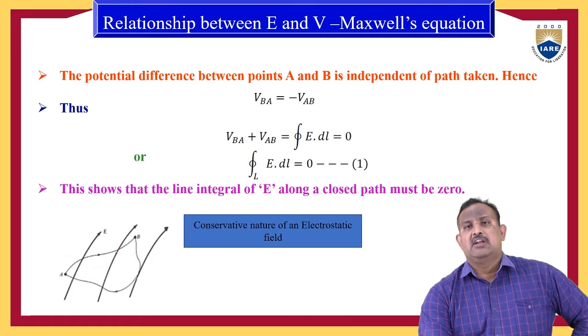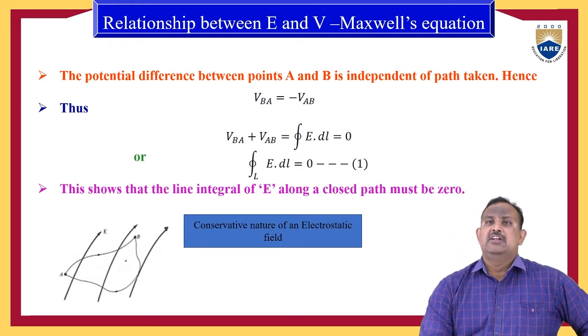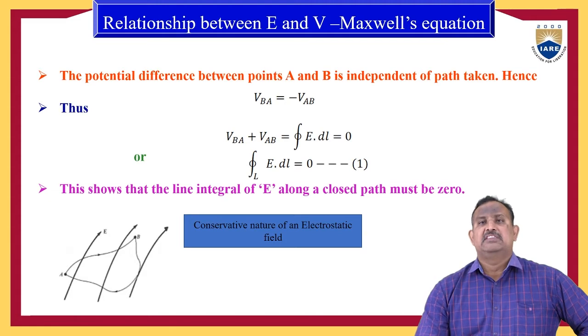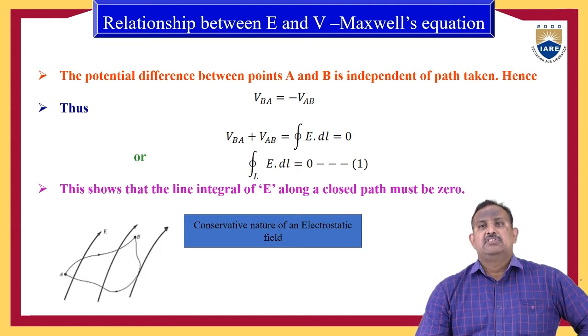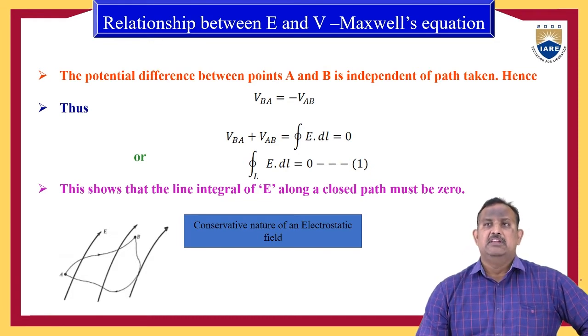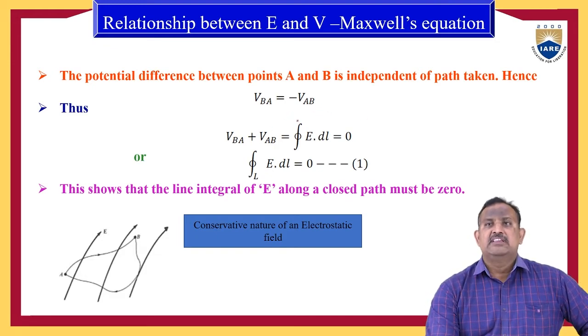The work done may be in the direction of A to B, or it may be in the direction of B to A. According to the concept of potential, the potential does not depend upon the path taken, or it is independent of the path taken. We already know that the potential difference between the two points A and B is independent of the path taken, and hence we can write VBA is equal to minus VAB.